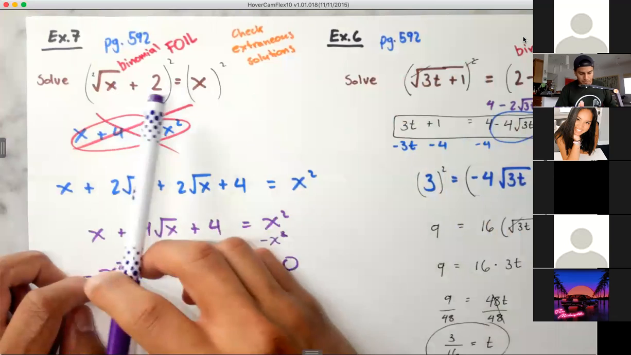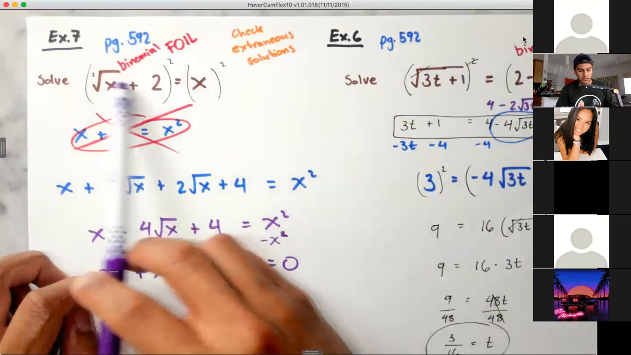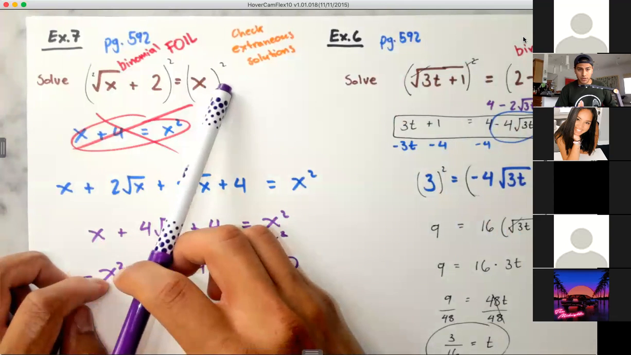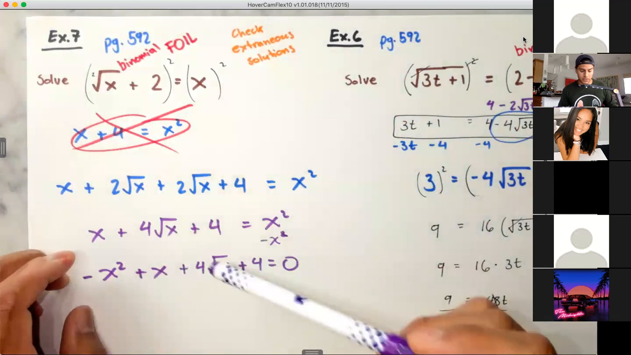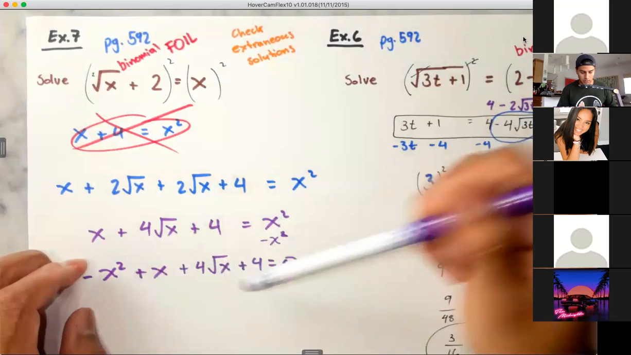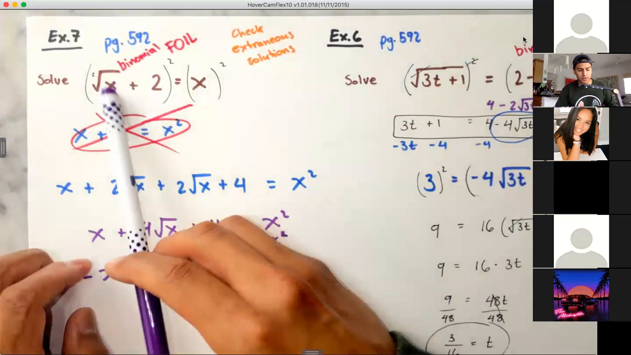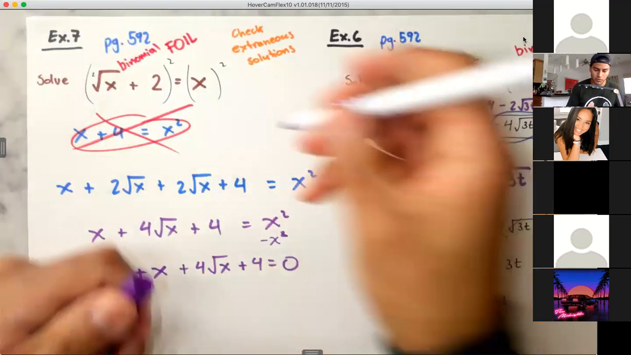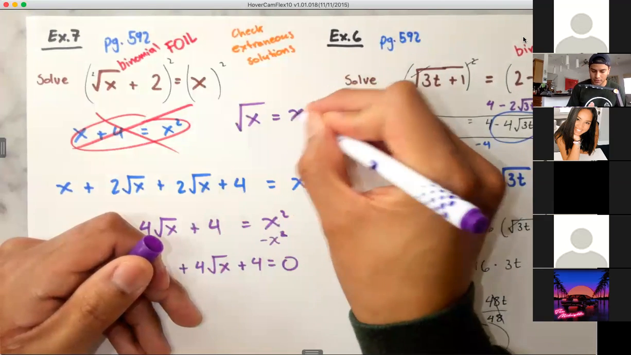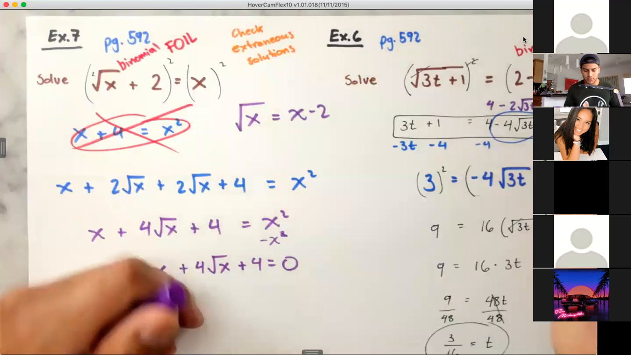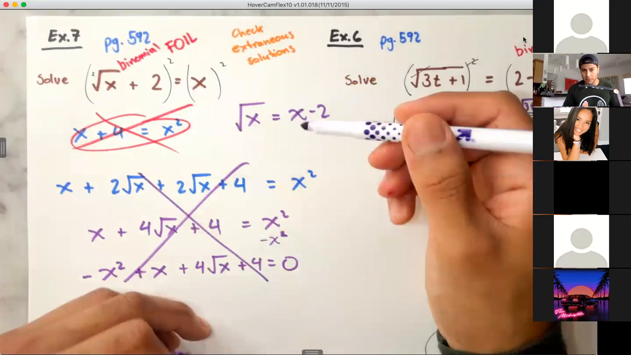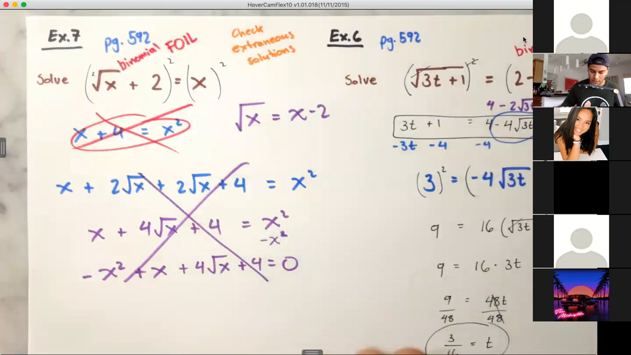What you need to do is, instead of foiling this, you wanted to move this 2 to the other side first. You can still solve this, you're just gonna have to square it again to get rid of this x value in the radical. But the first thing you wanted to do is move this 2 over here, so you have square root of x equals x minus 2. That actually makes your life a lot easier, so then you don't have to FOIL radicals and do this whole thing. So this is wrong, but you can go ahead and finish it. In fact, I'm gonna finish it really fast so you guys can see.